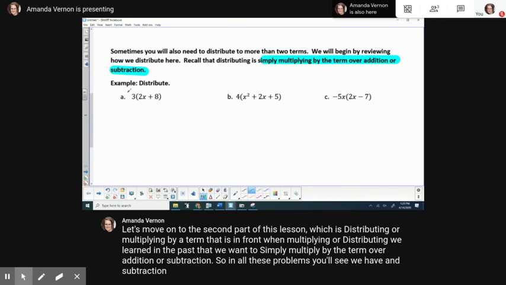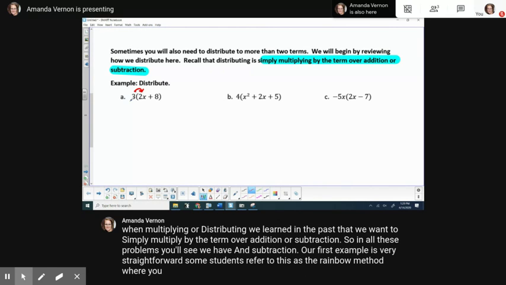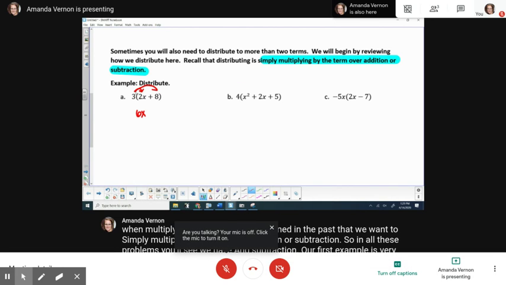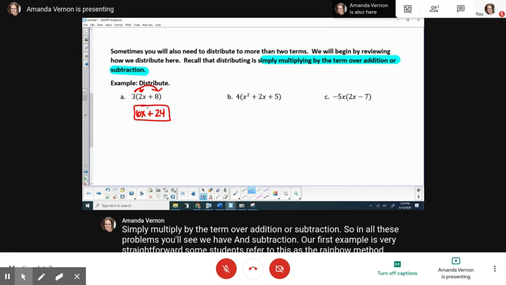Our first example is very straightforward. Some students refer to this as the rainbow method, where you take the 3 and you go 3 times 2x is 6x. And 3 times positive 8 is positive 24. That's all distributing is. All right, let's take a look at the next one.